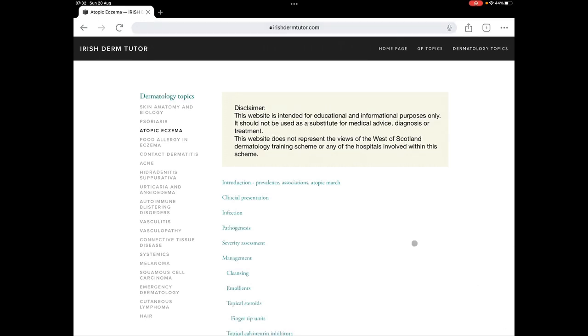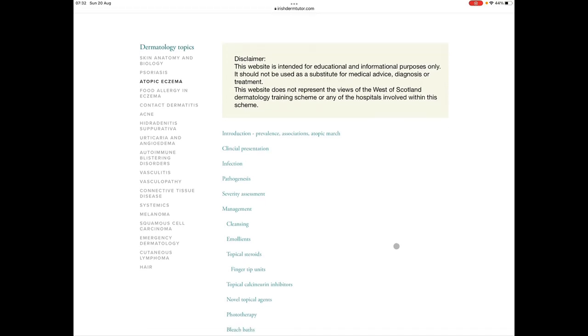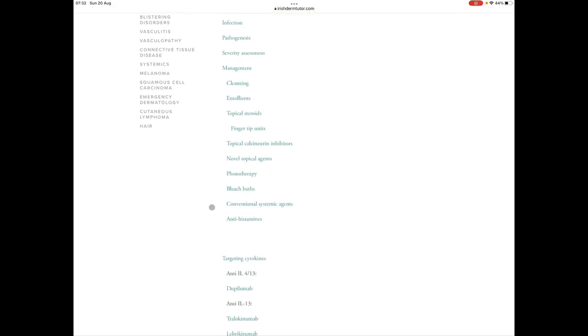Atopic eczema is obviously one of the commonest inflammatory conditions we see in dermatology. As a brief overview, we'll go through an introduction, then the clinical presentation that we might see, a bit about infection and pathogenesis, and then we'll move on to management, so how we do a severity assessment and how we manage it with topical treatments. We'll talk a bit about phototherapy, and then the conventional systemic agents that are used.